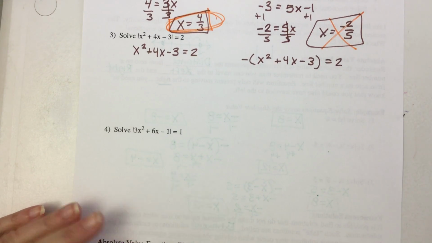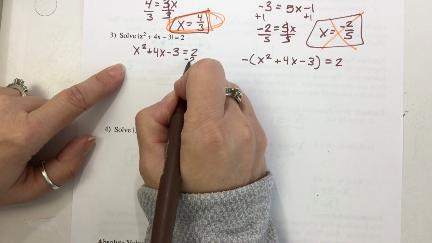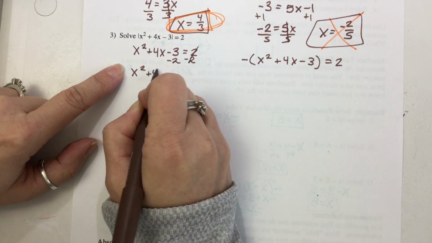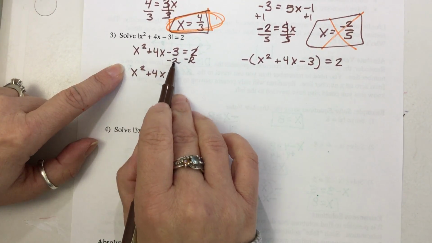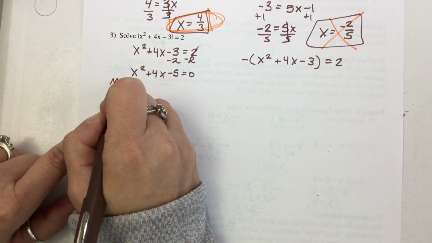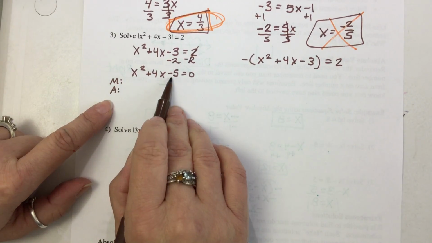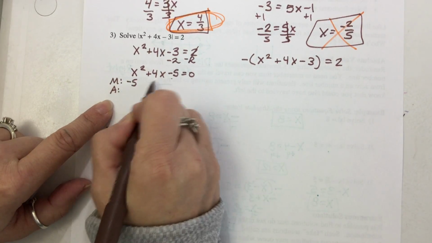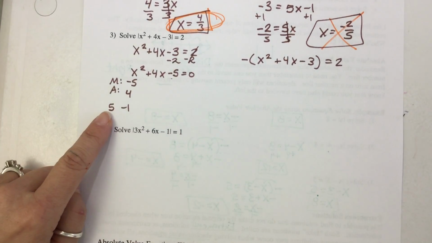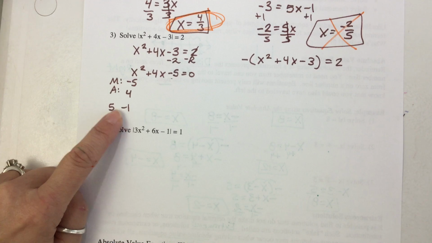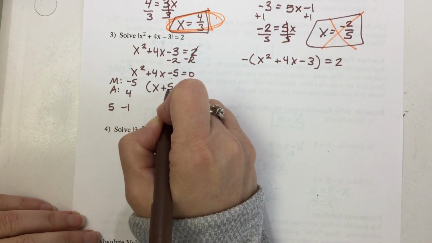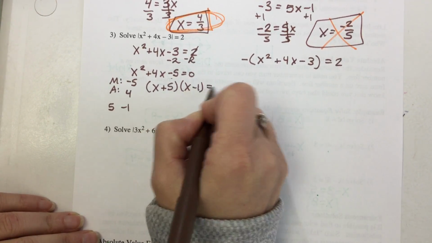So now I go ahead and solve each. If I want this set equal to 0, I'm going to go ahead and minus a 2. So x squared plus 4x, negative 3 minus 2 more is a negative 5. I can factor this, multiply, add. 2 numbers that multiply to negative 5, the same 2 numbers add to 4. Well, that's 5 and negative 1. Positive 5 times negative 1 is negative 5. 5 minus 1 is 4. So this is x plus 5, x minus 1.